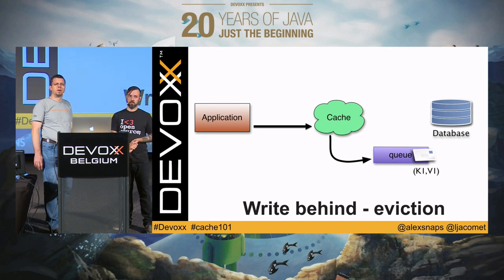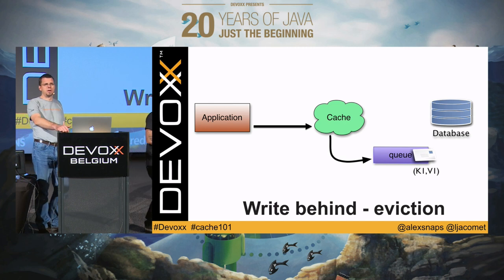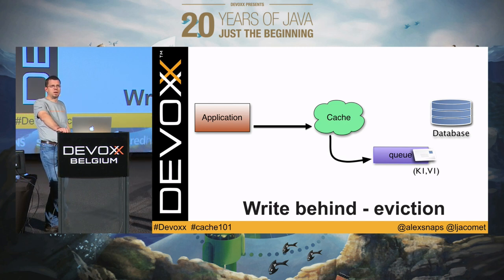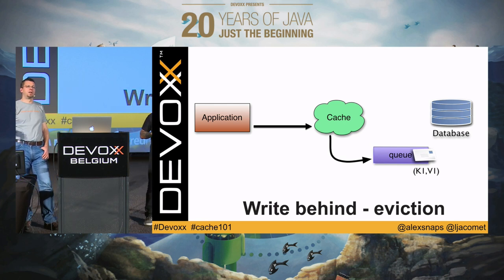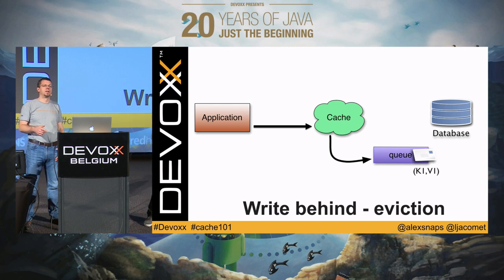Sure. Why don't you just change your eviction algorithm never to evict an item that's still in the queue? Because then you need to make the cache way more aware of the queue than it is.